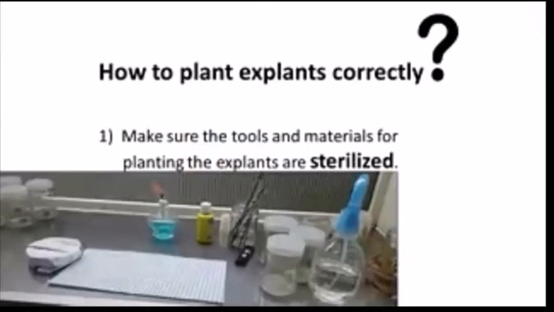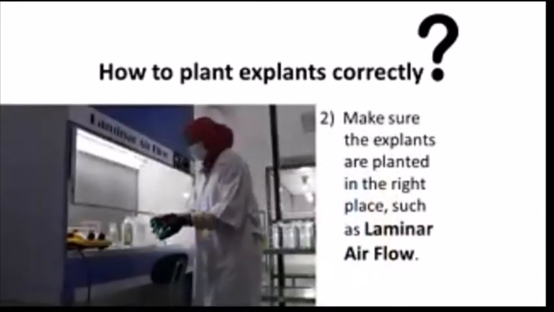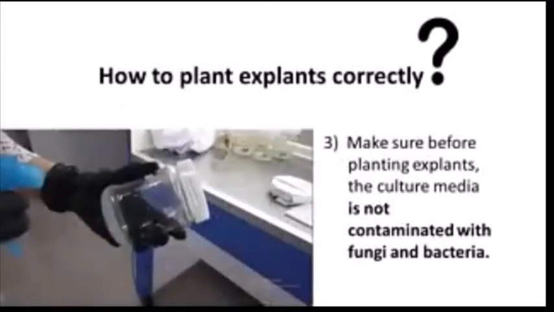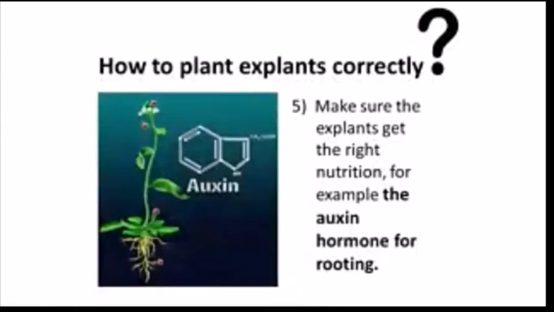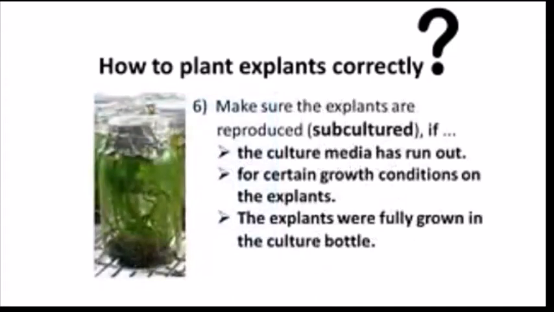The key to successful planting of explants in a laminar airflow can be considered at the following points. 1. Make sure the tools and materials for planting the explant are sterilized. 2. Make sure the explants are planted in the right place, such as a laminar airflow. Make sure before planting explants, the culture media is not contaminated with fungi and bacteria. 5. Make sure the explants get the right nutrition, for example, the auxin hormone for rooting. And 6. Make sure the explants are reproduced or subcultured if the culture media has run out for certain growth conditions on the explants, and the explants are fully grown in the culture bottle.